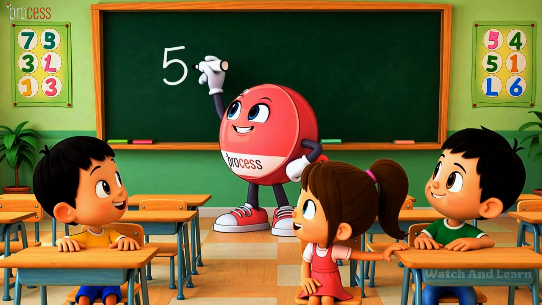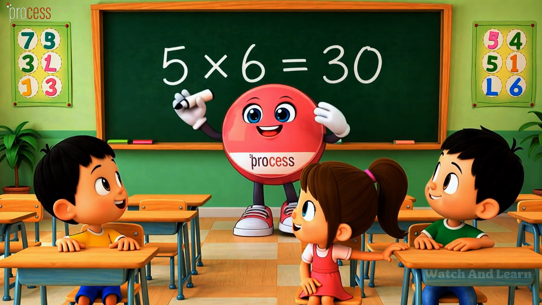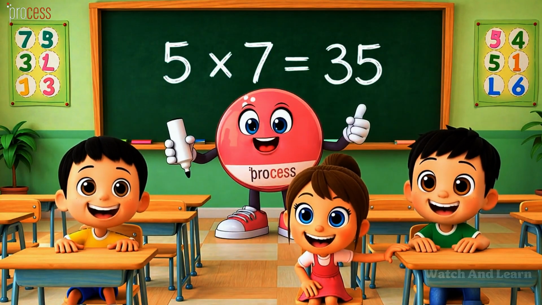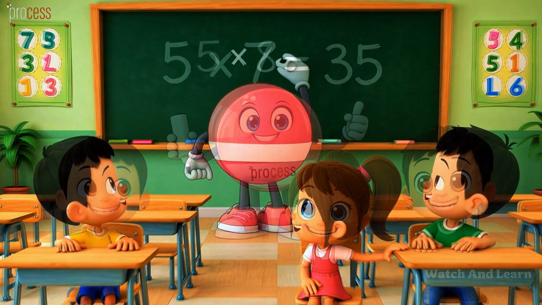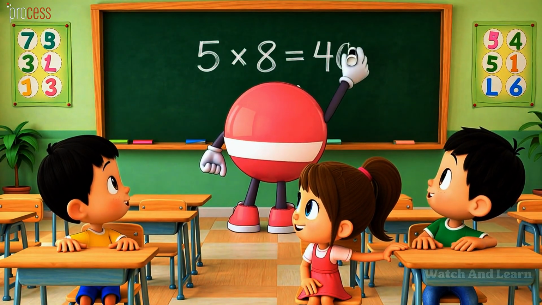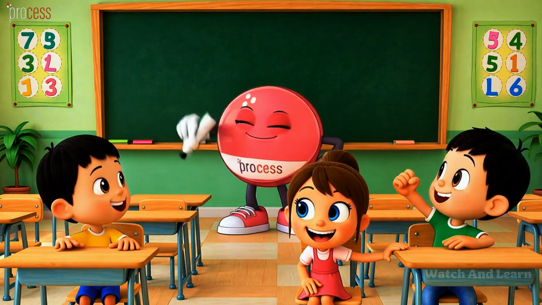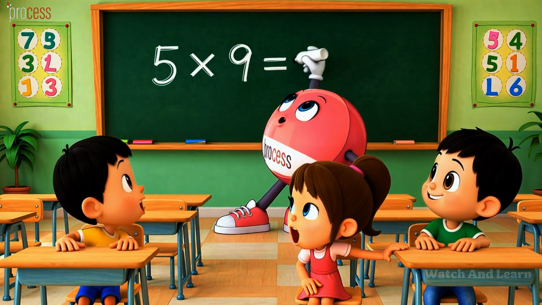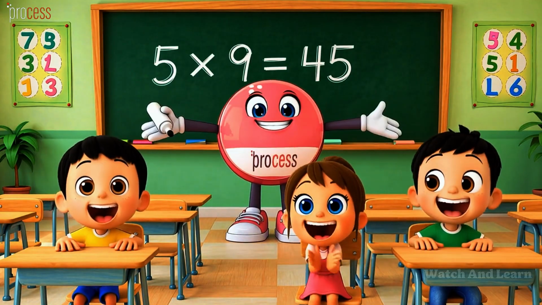5 times 6 equals 30. 5 7s are 35. Excellent. 5 8s are 40. 5 9s are 45. Yes! 5 times 9 is 45. Excellent.